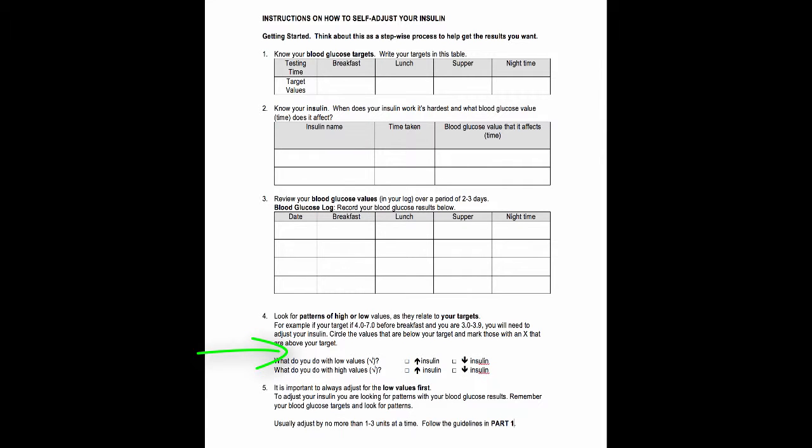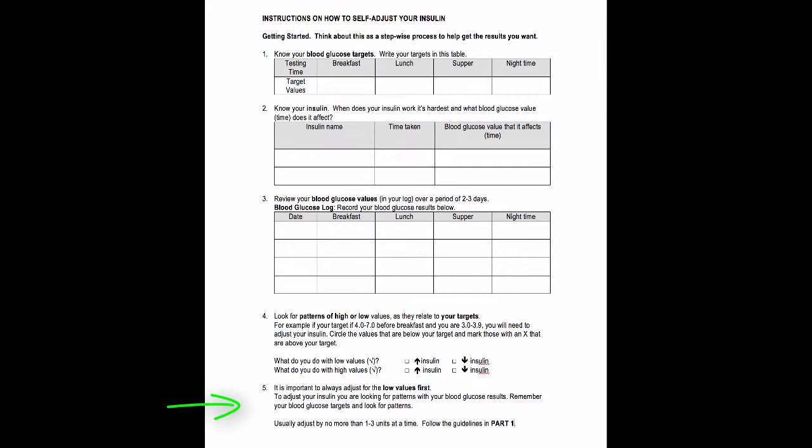So question 4, look for patterns of high or low values as they relate to your targets. For example, if your target is between 5 and 7 for breakfast and you are 3 to 4, you will need to adjust your insulin. Circle the values above that are below your target and mark those with an X that are above your target. So what do you do for low values? That's when you want them to tick off that they're going to decrease their insulin. And what do you do for high values? And this is where you're hoping they're going to click off increase insulin.